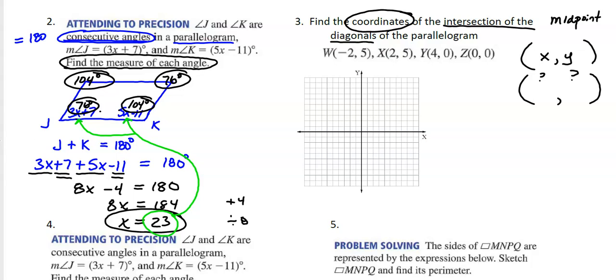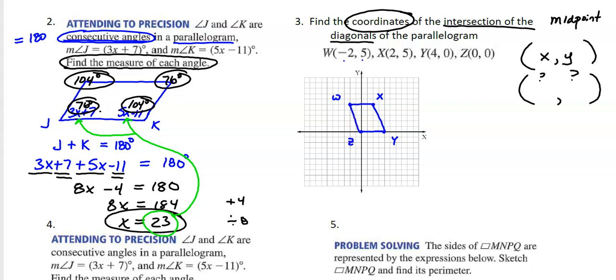So let's first draw the parallelogram. W at negative 2, so that's left 2 up 5. So there's W. X is at right 2 up 5. That's not too bad. That's X. Y is at 4, 0, right 4, don't go up or down. And then Z is at 0, 0. So there is my little miniature parallelogram here. It's kind of small, but oh well.